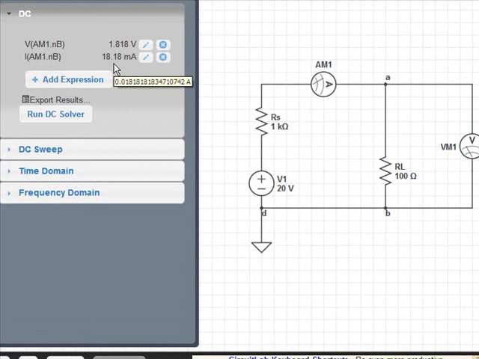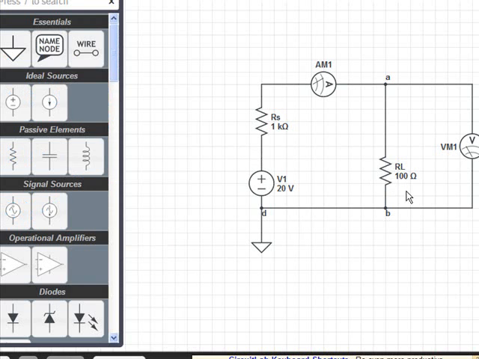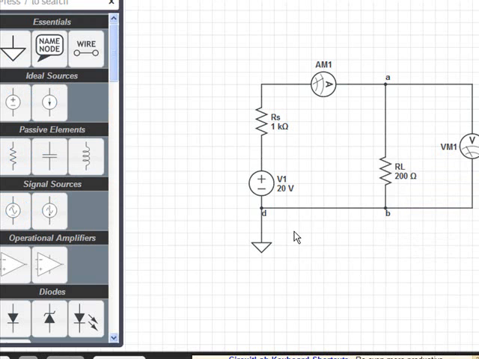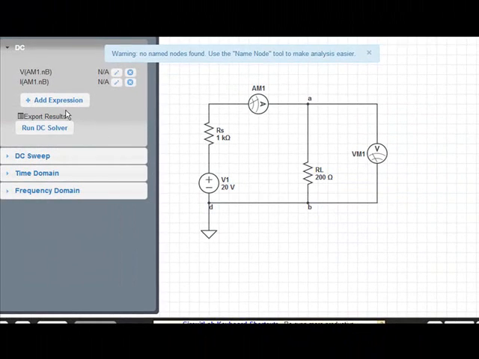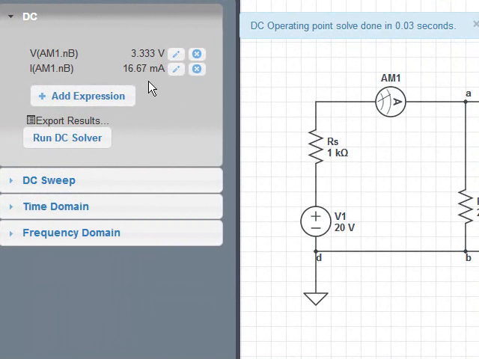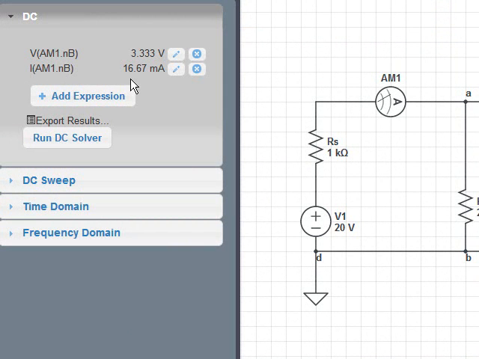The next thing they want you to do is change RL. RL is this resistor right here, so you have to click Build, right click, Edit Parameters, change it to 200. Once you change it to 200, then you can simulate again and run DC Solver. You will record these two values, the voltage and the current that you read. So keep following the chart and adjust all of the resistors and do the calculations.